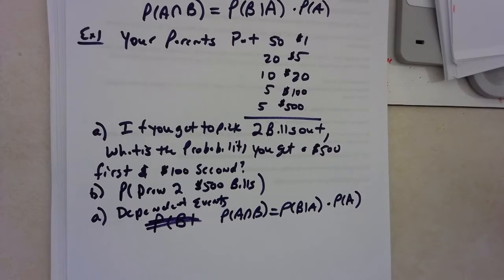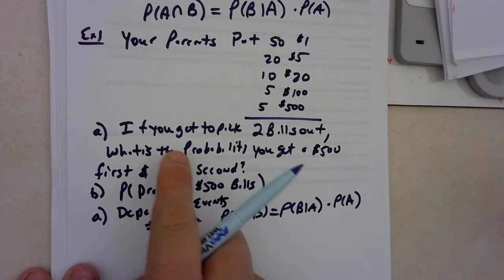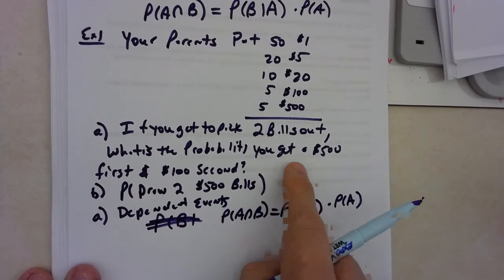All right, so are we trying to find an and, a conditional event, or a single? We want to pull two. We want to get a $500 bill.